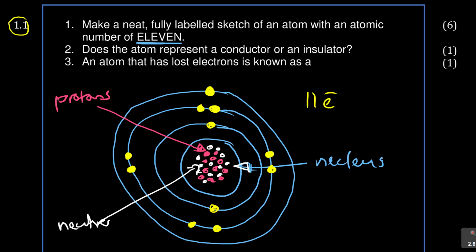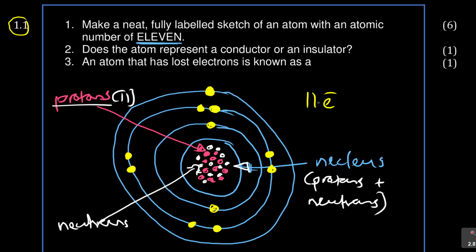So that's what they want to know. Or you can say in the nucleus it's protons plus neutrons. They will also accept that. All right, so this is what you can draw. That's your 6 marks to draw. It says make a neat fully labeled sketch of an atom with an atomic number of 11. That's what they mean. Remember the atomic number, protons are 11 like electrons, electrons are 11, and then neutrons will be 12, but we're going to look at this at a later stage.